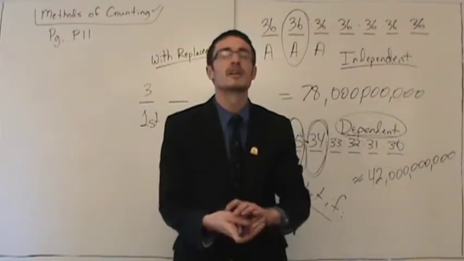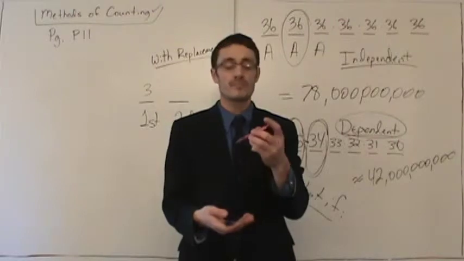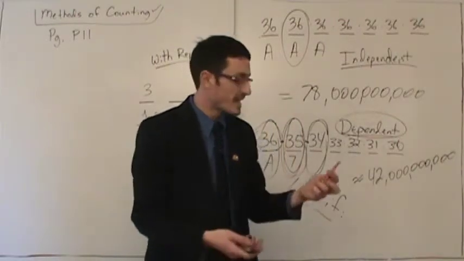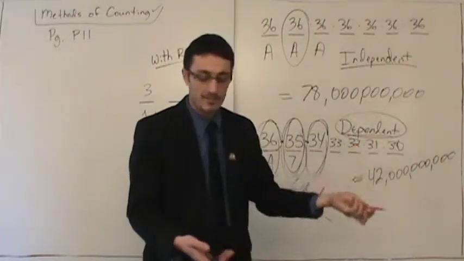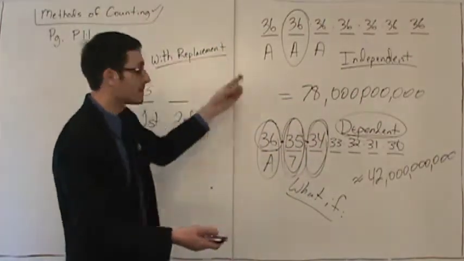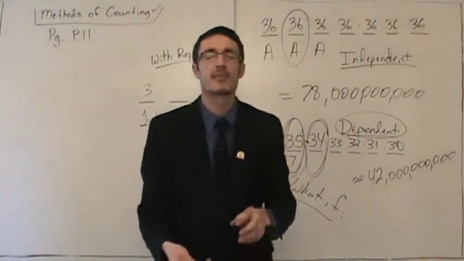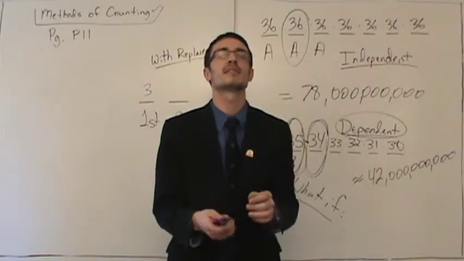Okay? So now, close my eyes, I draw a pen. Chose pink. Now, I'm going to take the pink pen and I'm going to replace it. Notice I wrote with replacement. I'm going to put it back in. Now we're going to draw a second time. Okay, close my eyes again.